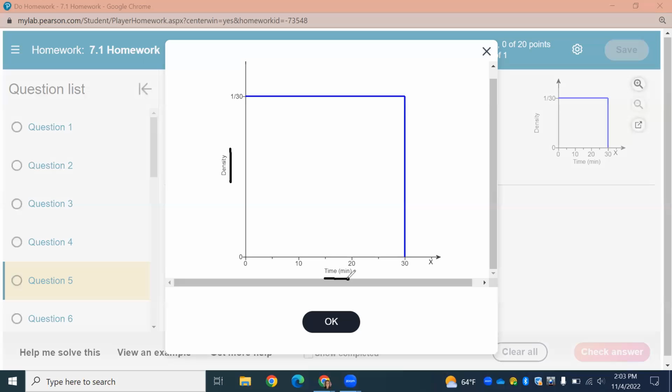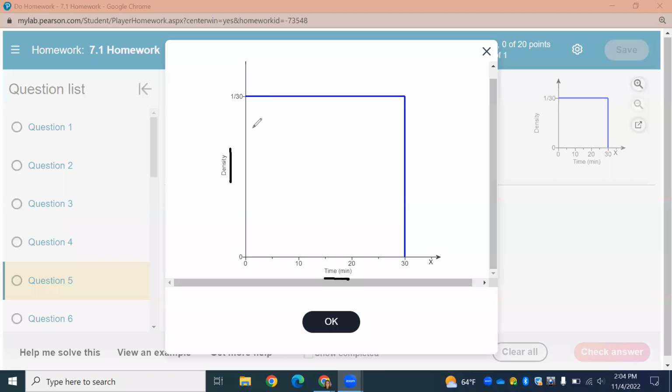The reason the height of the graph is 1/30 is because for all of these probability density functions, whether it's a rectangle or a curve, like a normal curve, the area under the curve is always 1. 100% of the data is underneath the curve. So whatever the x-axis goes to, here it goes to 30 minutes.